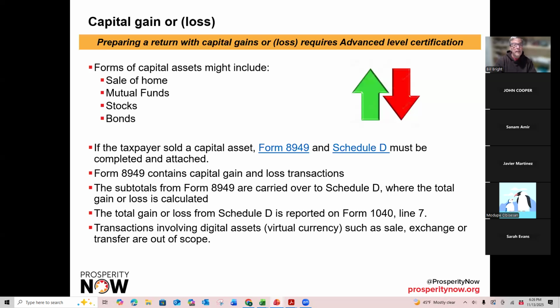Capital gains or loss. Again, this is an advanced certification level.